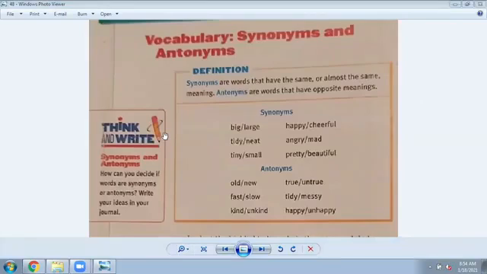Hamza, what's your question? Miss, what page in the language arts textbook? 296.